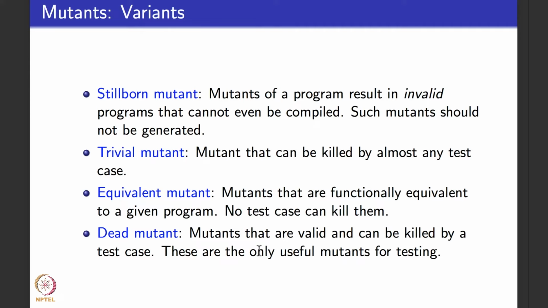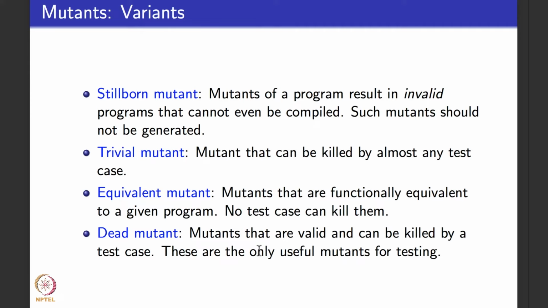A trivial mutant is a mutant that can be killed by almost any test case. What do we mean by killed by almost any test case? That it's so easy that you don't have to put in much effort to make it different. It's almost easy to apply, and it's not useful for testing how the program behavior changes.